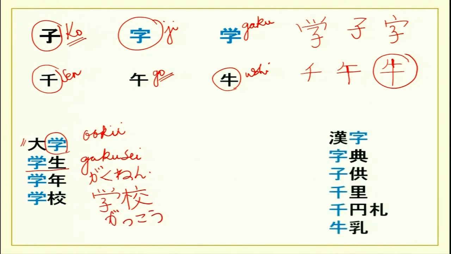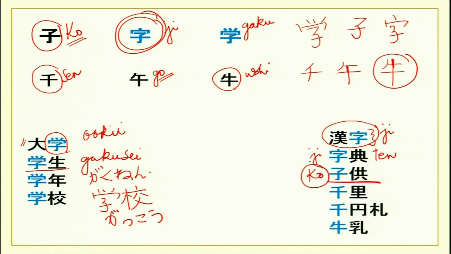There are a lot of kanjis here I can see. This is kanji itself, means Chinese characters. This blue character is ji over here. Then jiten. Ji and ten means dictionary of Chinese characters or kanjis. Then kodomo. This is ko over here.